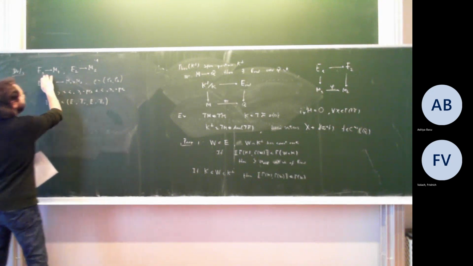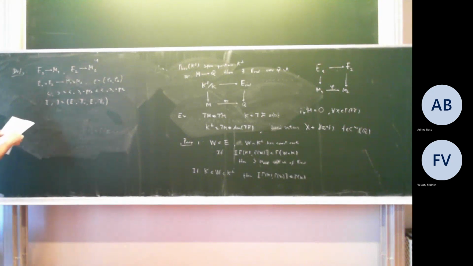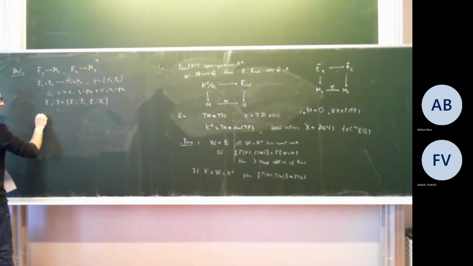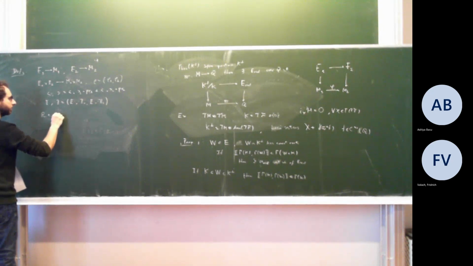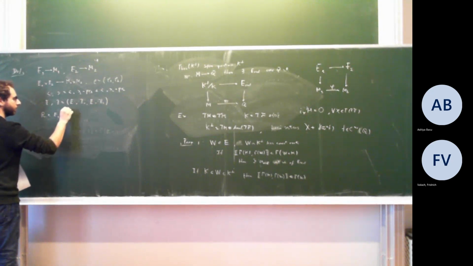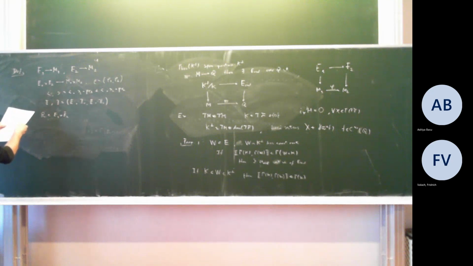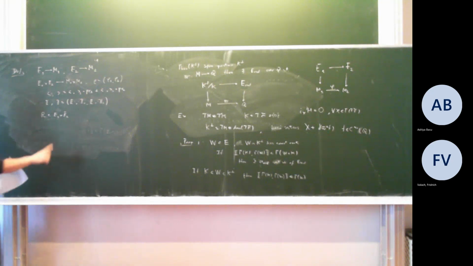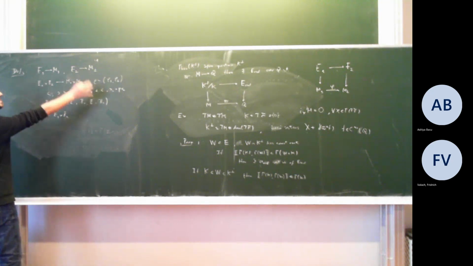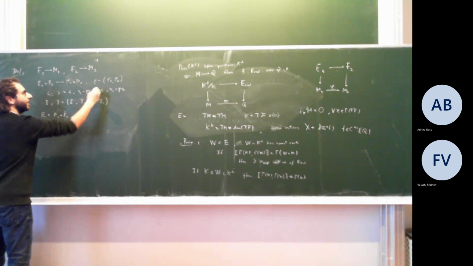So what is the relation between these two objects? Well, a relation between these two objects is a subbundle R, where what is this? Well, this is simply this thing, but with a minus sign here, pretty much.